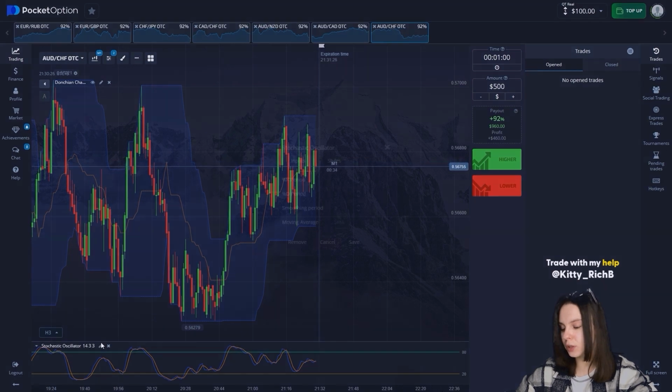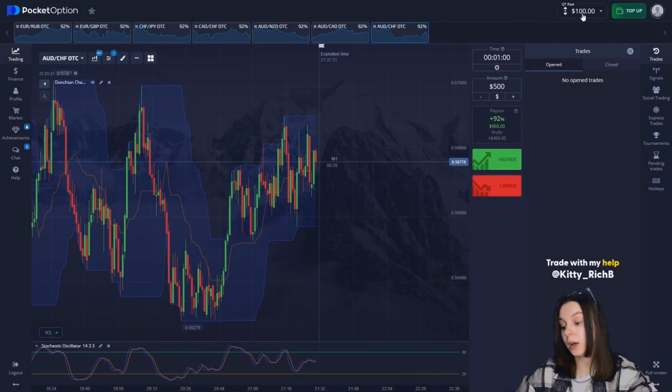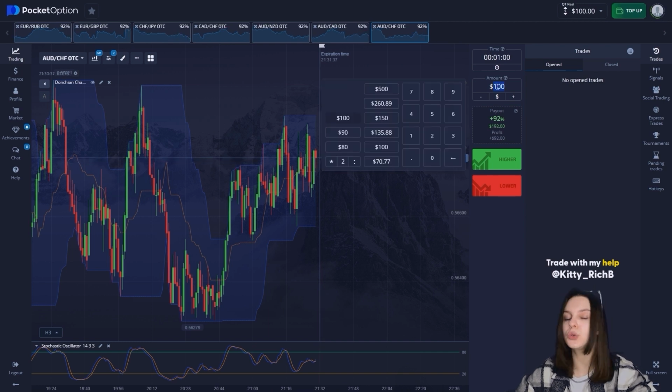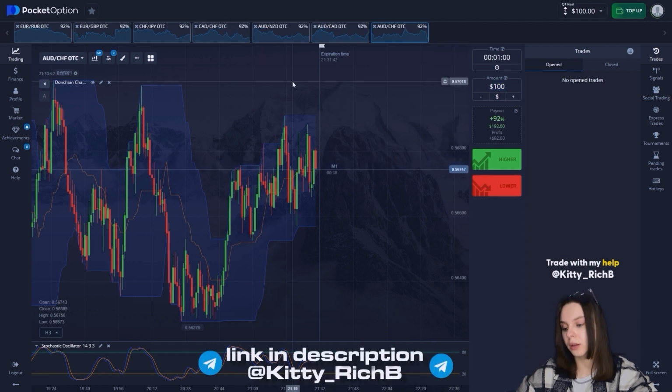This is at the bottom, the stochastic oscillator. Also the balance, I allocated $100 based on your comments. You asked for a not very large balance to take. I took $100 in the transaction column, and the amount we write is $100.